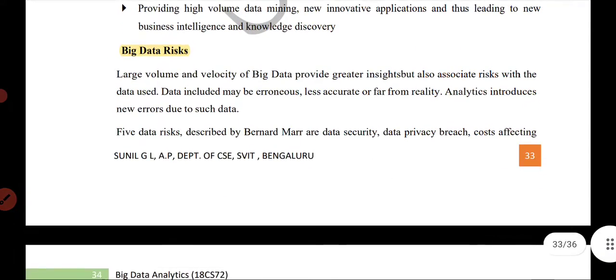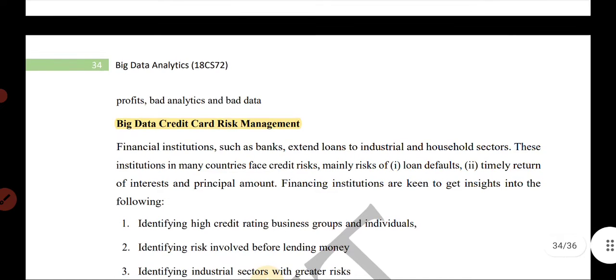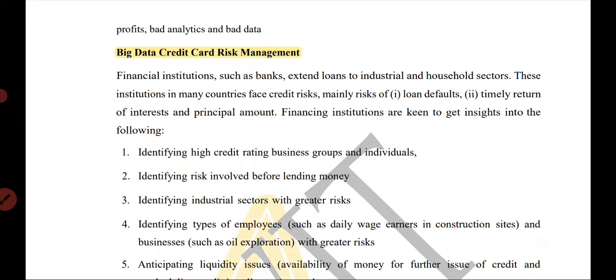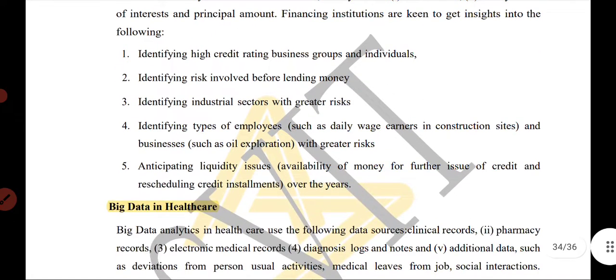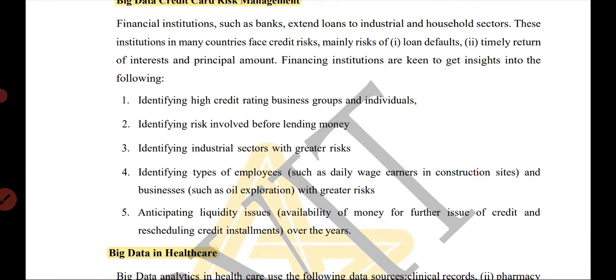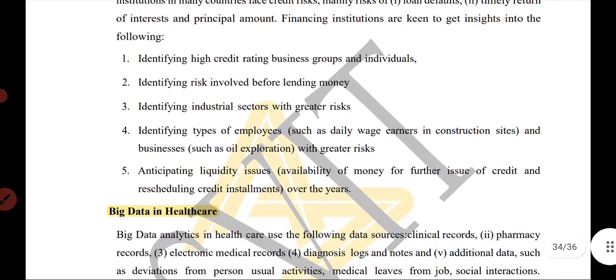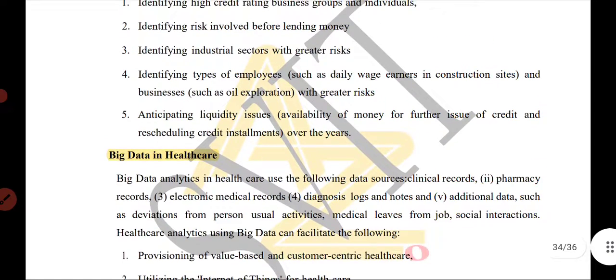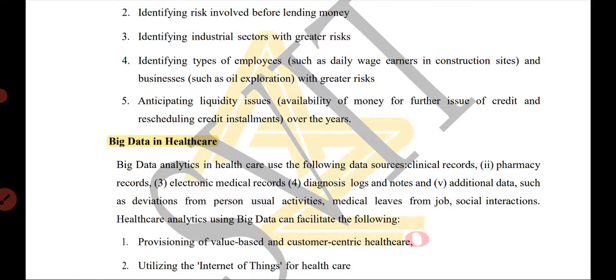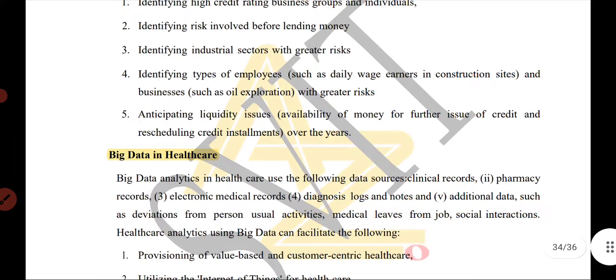And the next, data risk. Big data helps avoid data risk. It is also helpful for identifying credit card risk and managing the risk. It does the following tasks: it identifies high credit ratings, identifies the risk involved before lending, identifies industrial sectors, identifies the type of employees, and anticipates liquidity issues. So these are the different properties it provides.